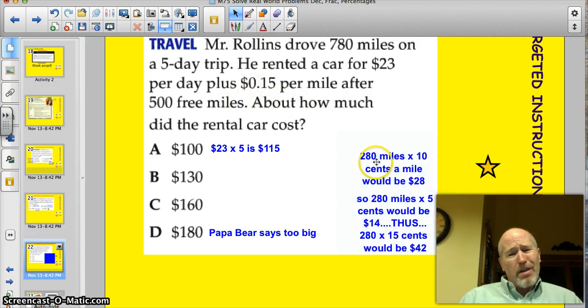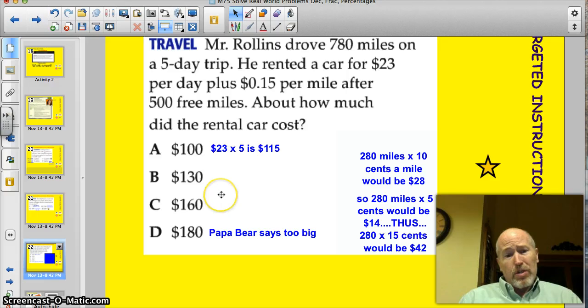And here's my thinking here. You got 280 miles, right? Because it's 780, but 500 are free. So 280 miles at 10 cents would be $28, right? So 280 then at another 5 cents would be half of this, so that's $14. So really 280 miles at 15 cents would be about 42 bucks. Now, there's no way that 115 and 42 bucks is going to be 180, so that's why that guy's eliminated.